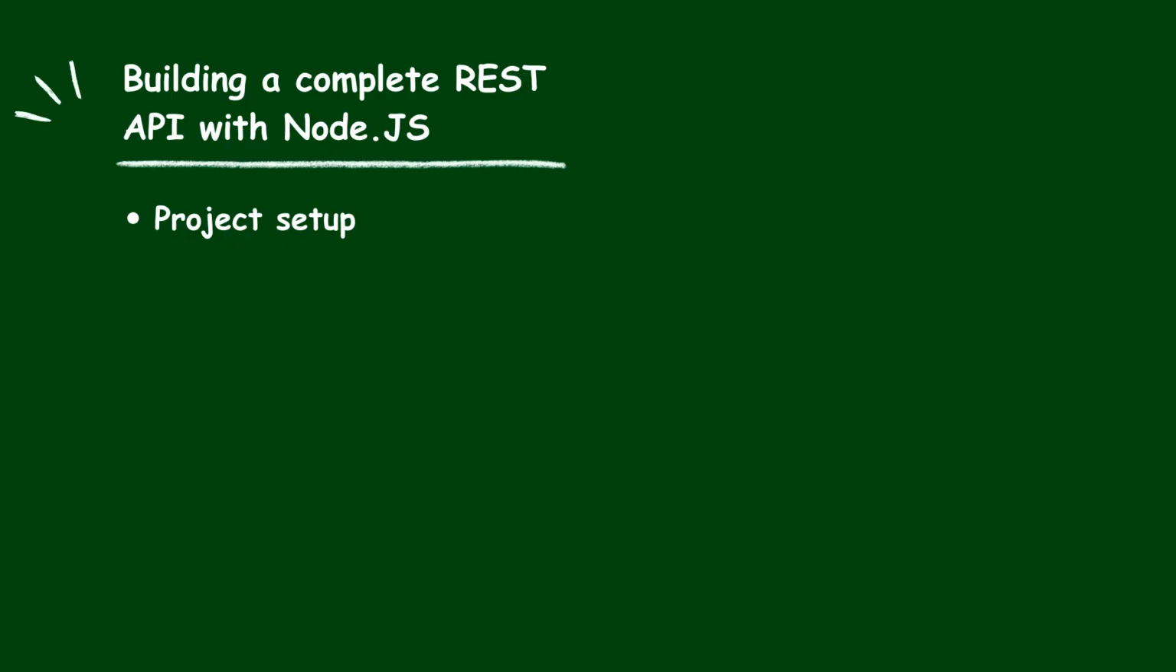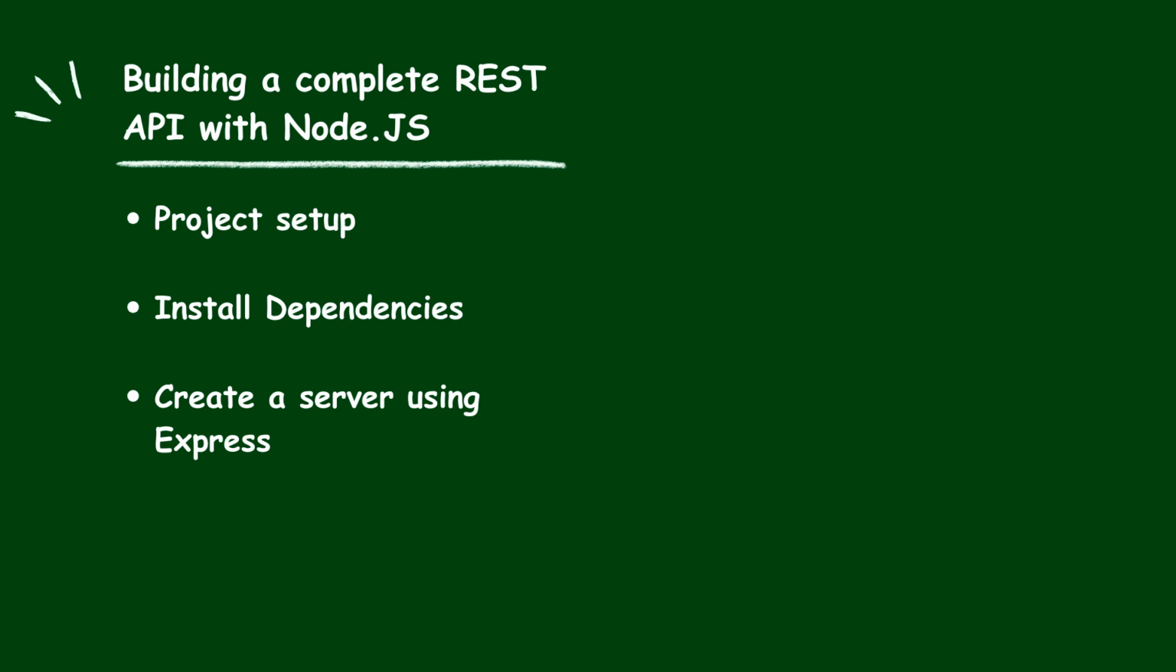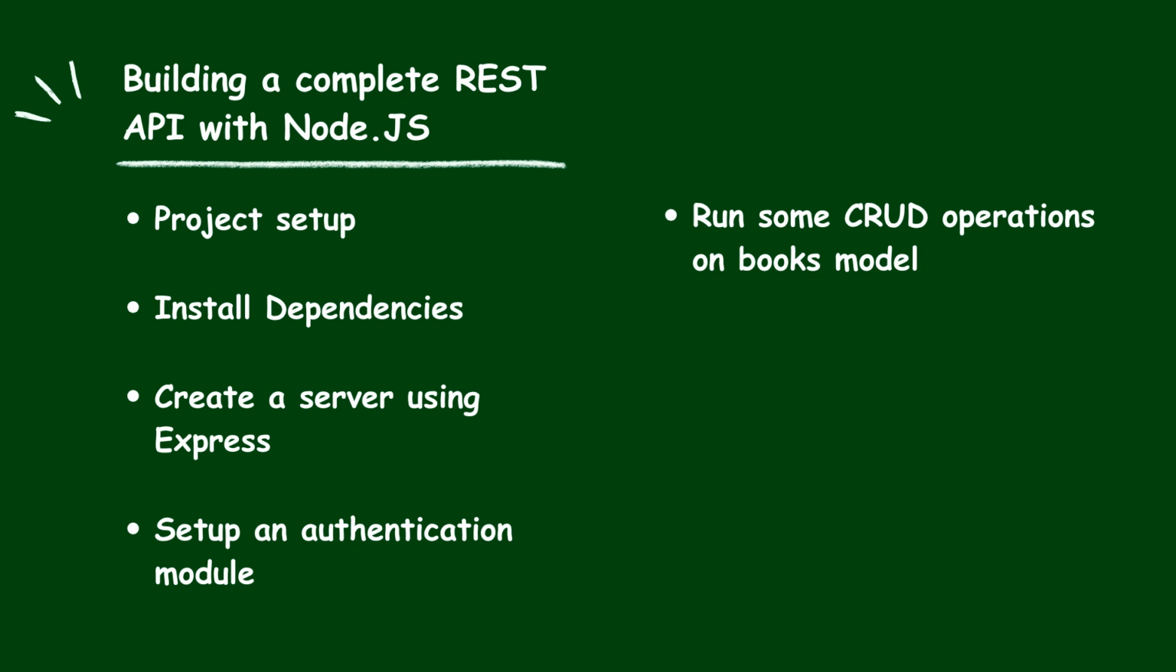We are going to look at the project setup. We are going to install the dependencies for our project. We are going to create a basic Express server. Then we are going to set up our authentication service, which includes creating accounts and logging in a user. We will set up a book model and service, which will allow us to run CRUD operations on our book.